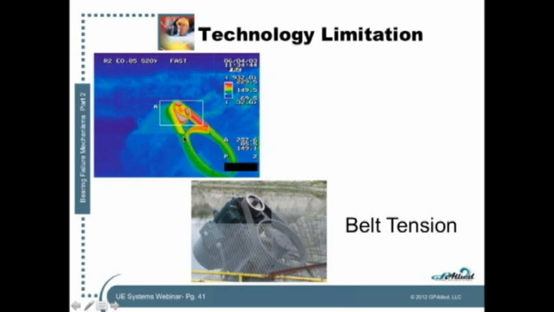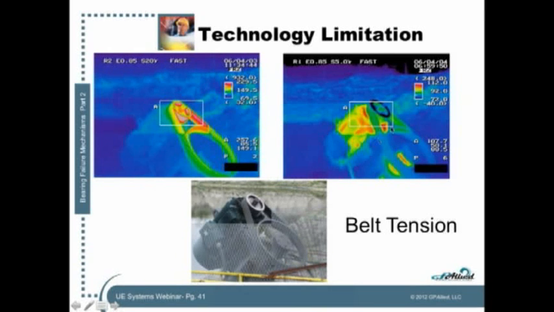The thermography guy found this, and after they properly tensioned the belts, you can see it cooled off to this. So we had a 257 degree hot spot here. When they properly tensioned the belts, it dropped to 107 degrees. Now, what's interesting is vibration never picked this up, and vibration cannot pick up belts being overly tensioned.